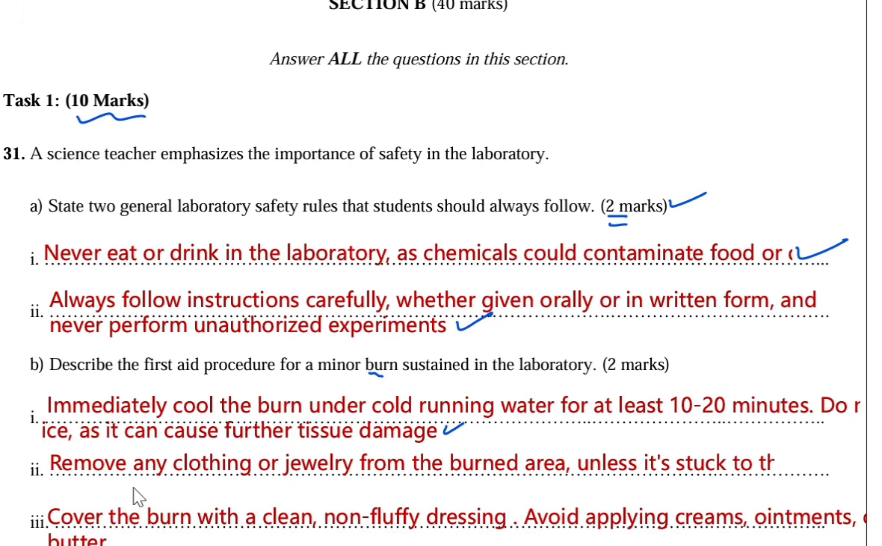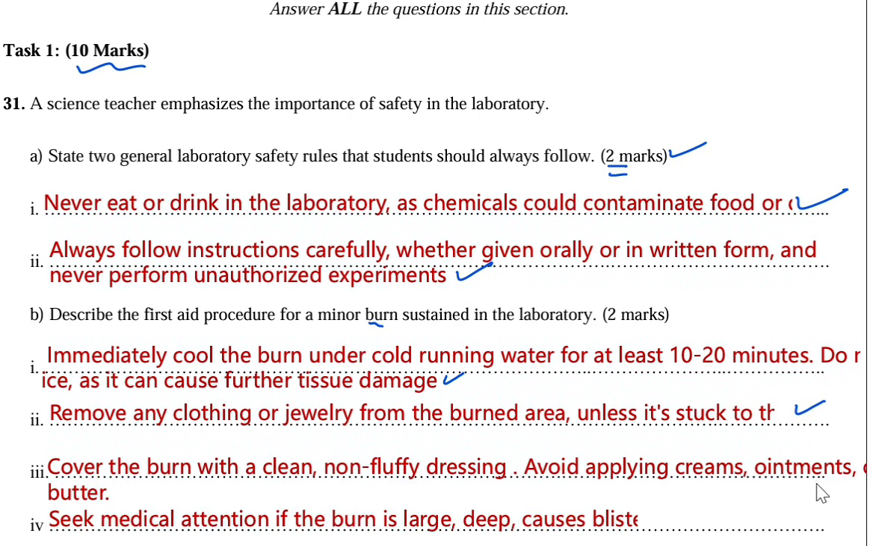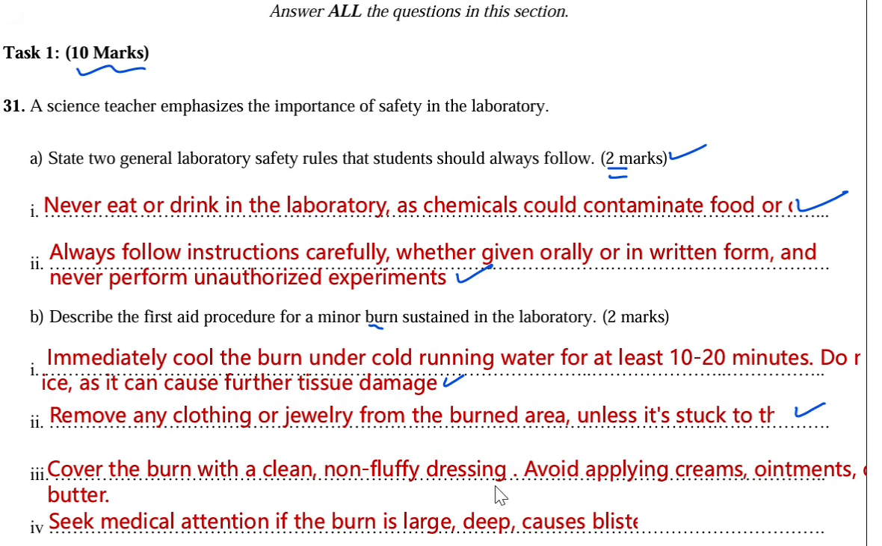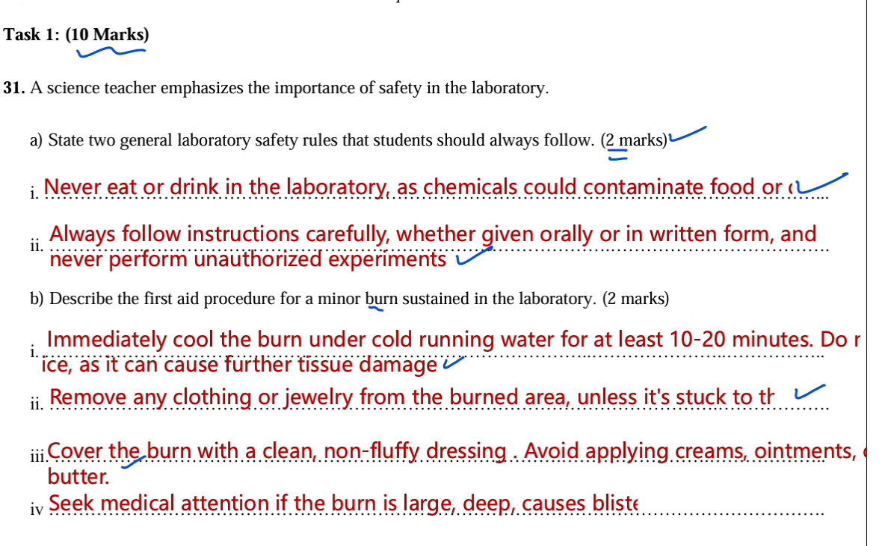Then number 2, you remove any clothing from the burned area unless it is stuck to the skin. And then finally, you cover the burn with a clean and fluffy dressing, and avoid applying creams, ointments, or butter. Then if the burn is severe, seek medical attention. You can seek medical attention if the burn is large or deep, which causes blistering. So these are the first aid procedures which can be done for minor burns in the laboratory. We continue with part C.